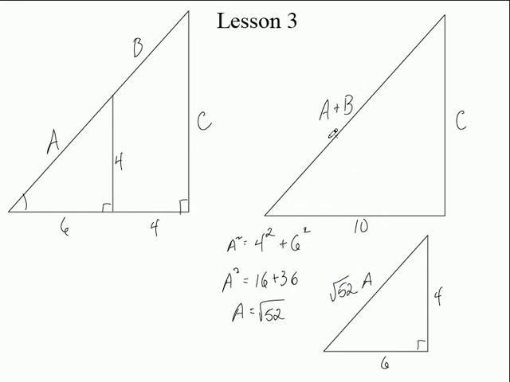So you come back up here. What's this going to be now? Square root of 52 plus B. Very good. Okay, it's the square root of 52 plus B. See that? So at least we got a number in there now.